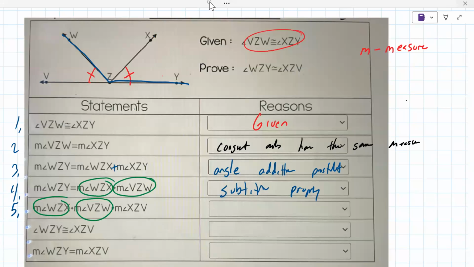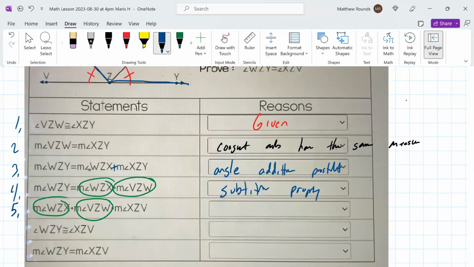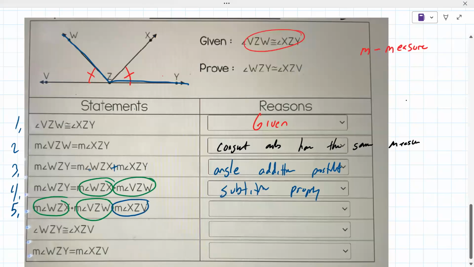But instead of this right here, this XZV, that is where it's different. And you might be wondering, well, how are they doing this? WZX. So they're going the other direction now. They're looking at this one here, kind of like a reset. They're looking at this, I need to get another color, this big angle there. You've got to be careful because it almost looks like 4 leads to 5. It's almost like a reset in the proof. It's back to the angle addition postulate.